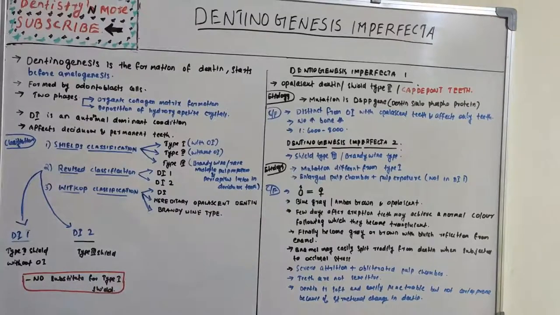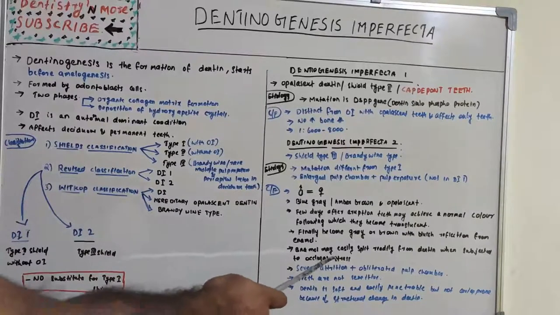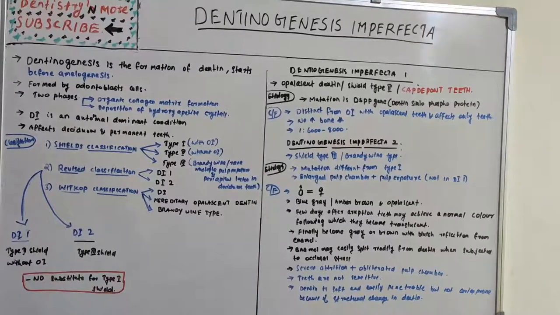There will be blue, gray or amber brown and opalescent teeth. A few days after eruption, teeth may achieve a normal color, following which they become translucent and finally become gray or brown with bluish reflection from enamel. The enamel may easily split readily from dentine when subjected to occlusal stress. So the first part is saying about the color change. Normally when it erupts, it has normal color. Later it changes to the bluish opalescent one. And the second part is about the occlusal stress, and the enamel easily chips off.